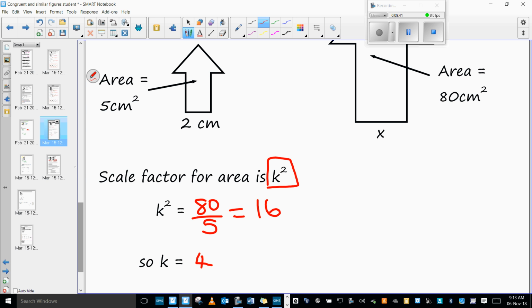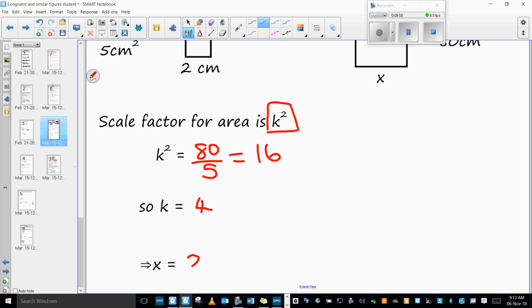Now that's going to allow us to find length x. Because I know that if this length of my small shape was 2 and my scale factor is 4, my value of x is going to be 8. So depending on the information that the question's given you, you're going to be finding either the scale factor or the area scale factor, and you'll be using that information to find something else.